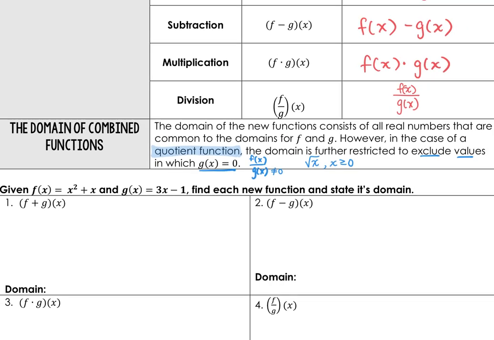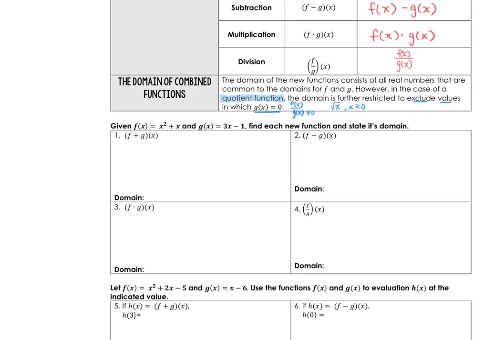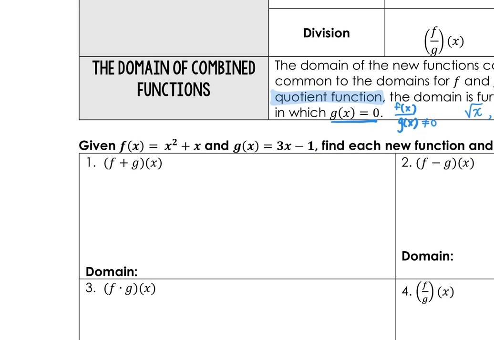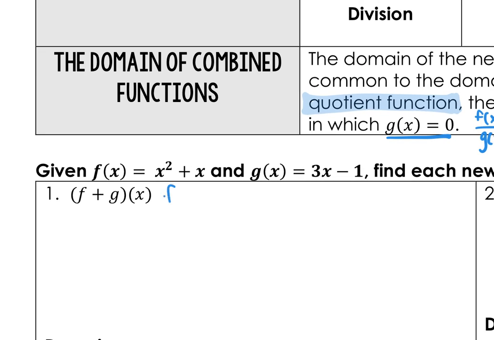Okay? And I'll show you what I mean in these first four. These first four, we're going to practice these operations. I've got one example of each, so hopefully that will be helpful. We've got f of x is equal to x squared plus x, and g of x is equal to 3x minus 1. We're going to find the new function and then state its domain. The first thing we're going to do with those functions is add them, because f plus g of x just means f of x plus g of x.